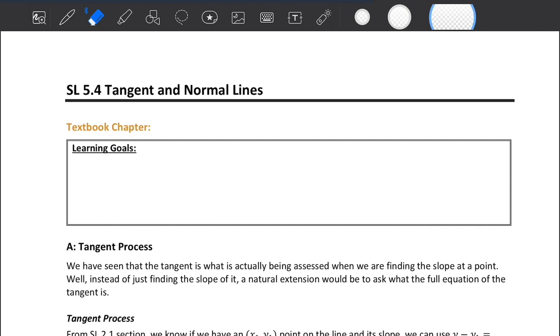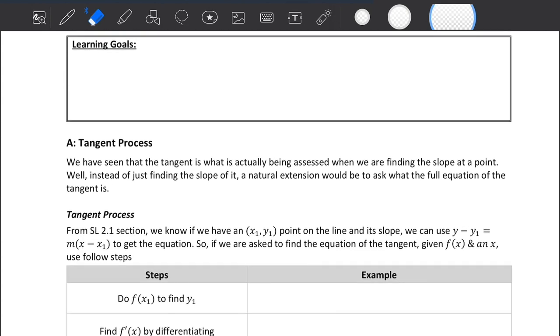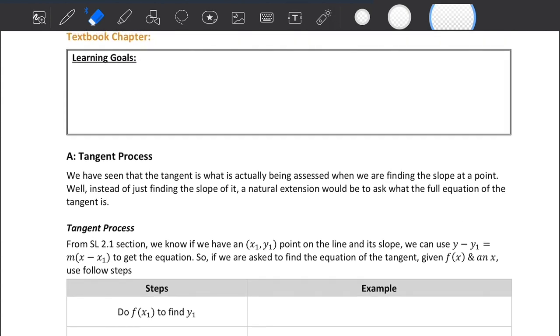We all know that the derivative of a curve at a point tells us the slope of the tangent line to the curve at that point, and there are many different techniques for finding the derivatives of different functions. So let's first talk about the tangent to a curve at a point. Section A, tangent process.